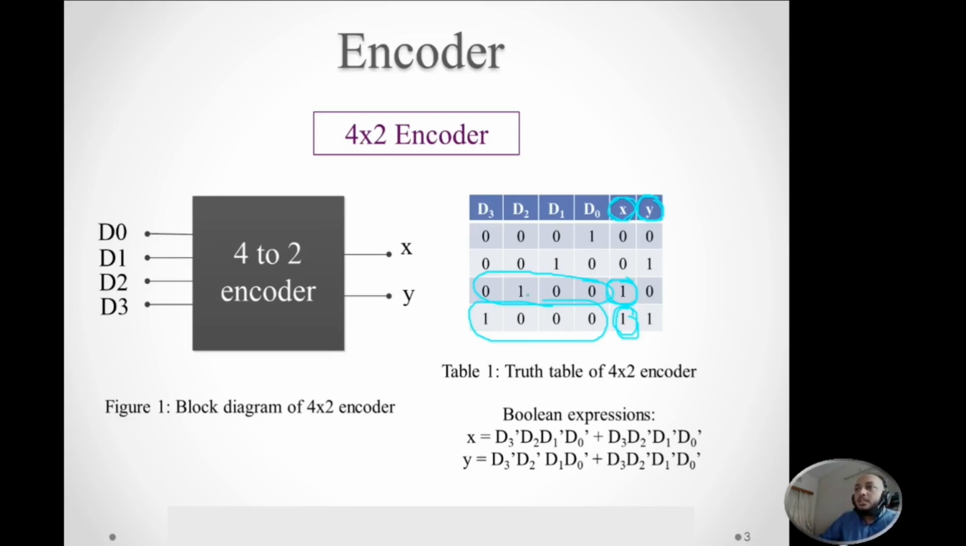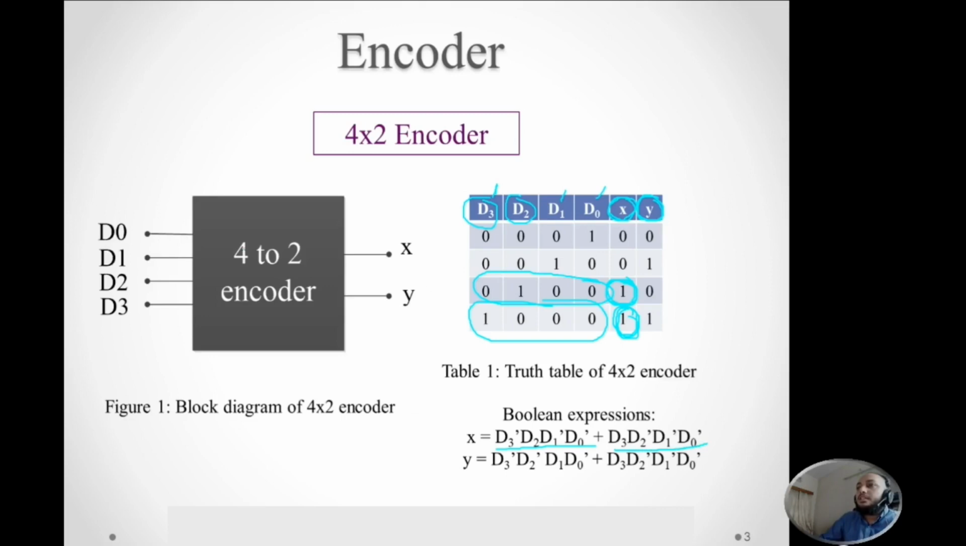If the input is 1, then we will write the name of the input, nothing else. And if the input is 0, then we will write a prime along with the input. So for this output, we can write the product of the inputs as d3 prime, d2, d1 prime, d0 prime. For this output, we can write d3, d2 prime, d1 prime, d0 prime.